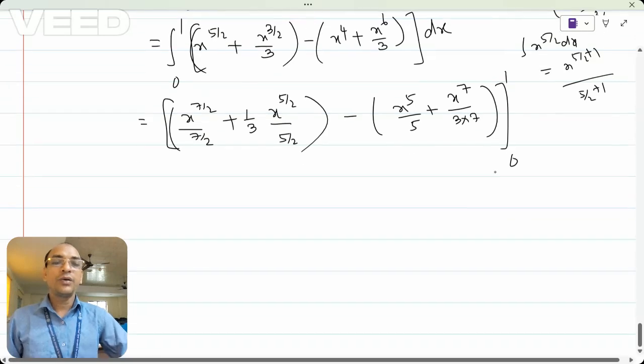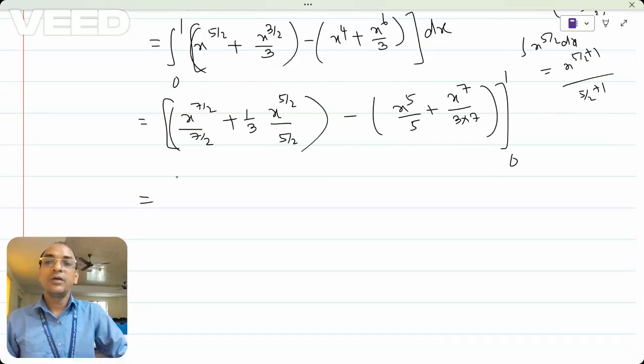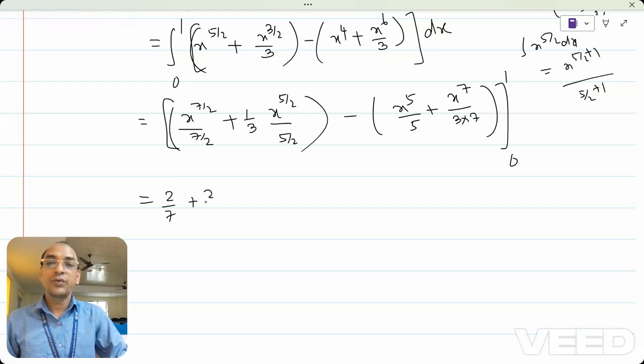Upper limit is 1, lower limit is 0, so if you put x equal to 0, everything will be 0, so only the upper limit we need to put here. So this will be 2 by 7, since x to the power 7 by 2 is 1 to the power 7 by 2, which is 1, and here it will be plus 2 by 15, minus 1 by 5, plus 1 by 21.